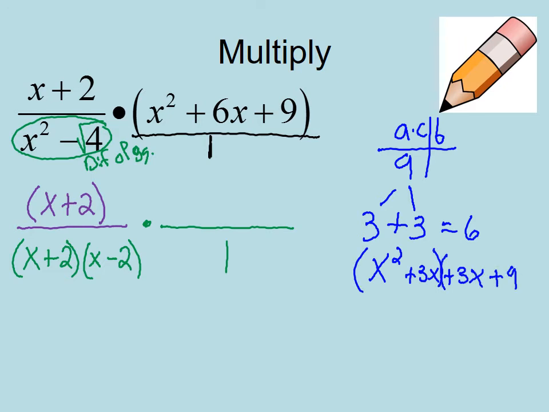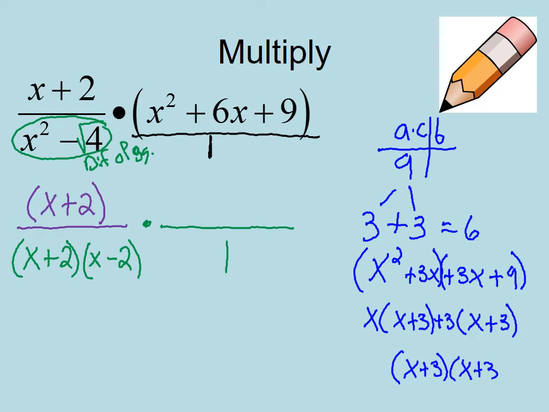Group my first two, group my second two. My first one here, I can just take out an x, and I'm left with x plus 3. Second one, I'm going to take out a positive 3, and I'm left with x plus 3. So when I'm done factoring, I get x plus 3 and x plus 3. That's what's going to go in my numerator here, x plus 3, x plus 3.